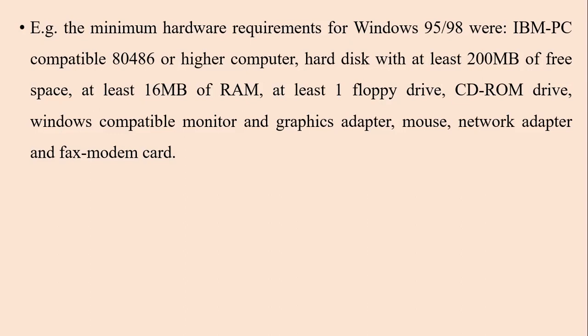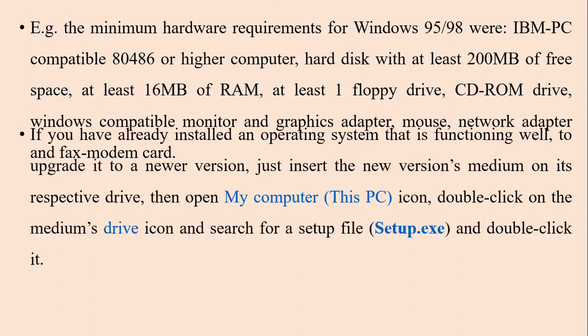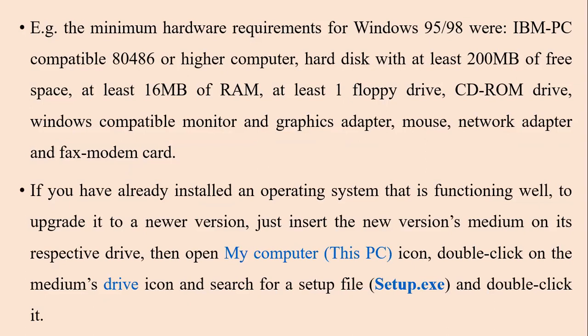So those were the requirements for a computer which would allow Windows 95 or Windows 98 then. And the same applies even to today's operating systems. For example, Windows 11 cannot be installed in some of the computers that have been running Windows 10. So if you have already installed an operating system that is functioning well, to upgrade it to a newer version, you are required to insert the new version's media on its respective drive.